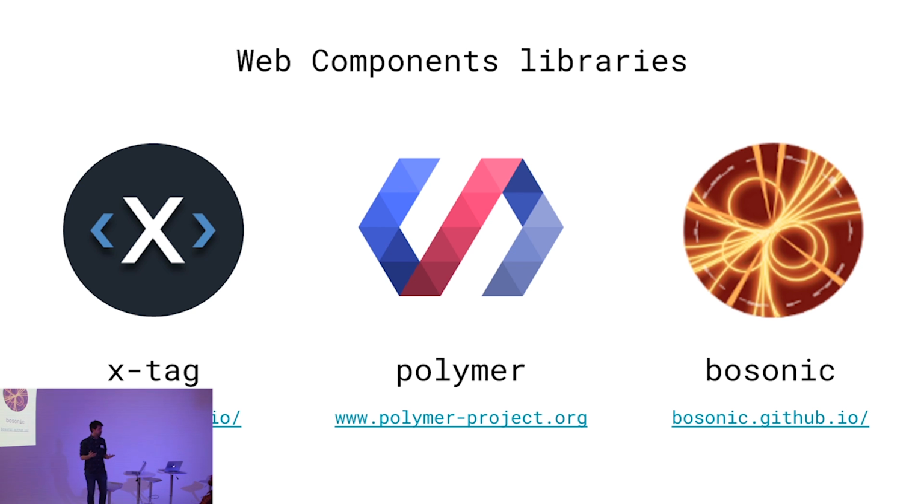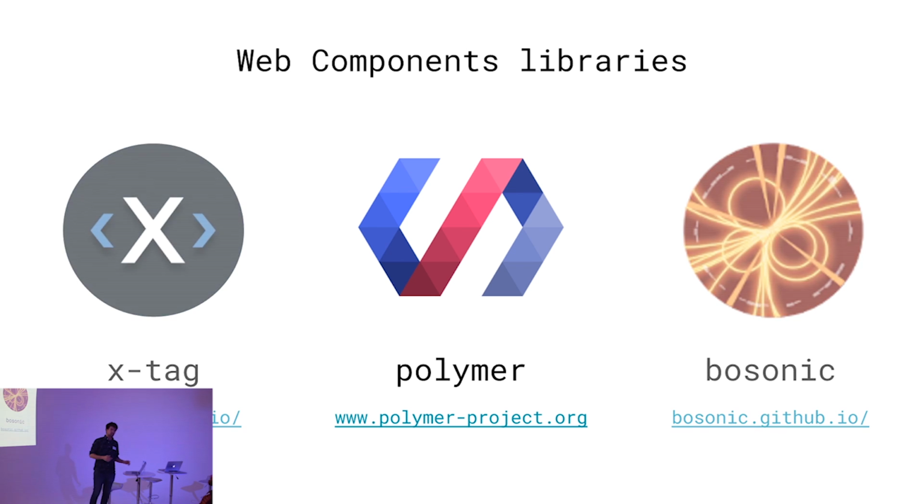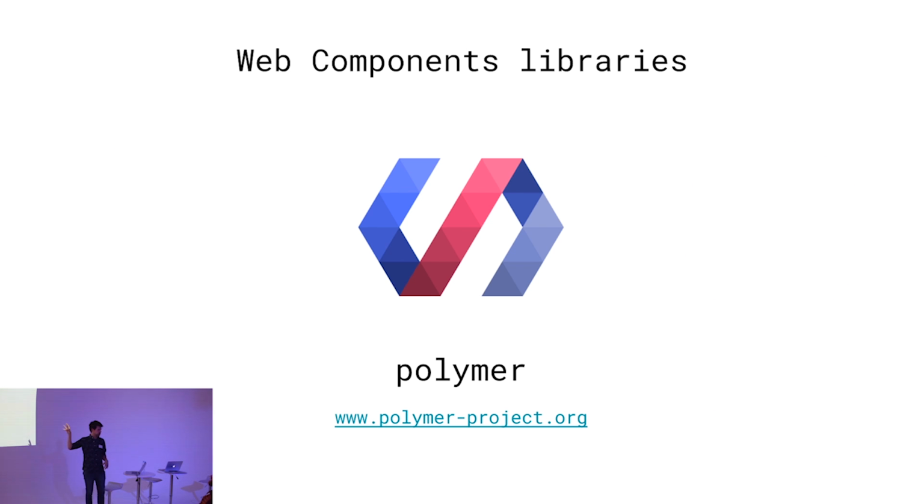If you want to use web components in a safer way, you can use a library. There are three main libraries to use web components: one by Firefox called X-Tag, another one called Bosonic, and the third one by Google called Polymer. And we all know that this meetup is focused more on Polymer. So from now on, we're going to talk about this.